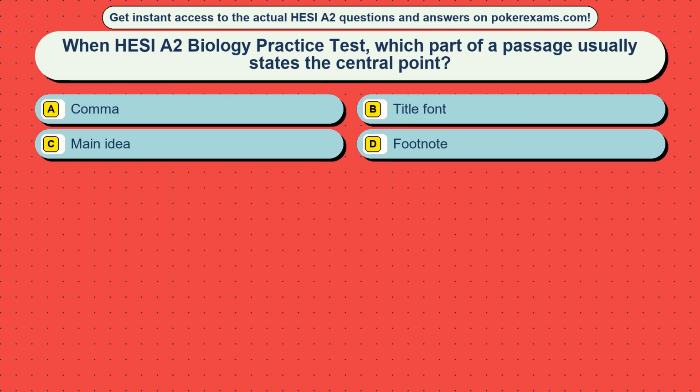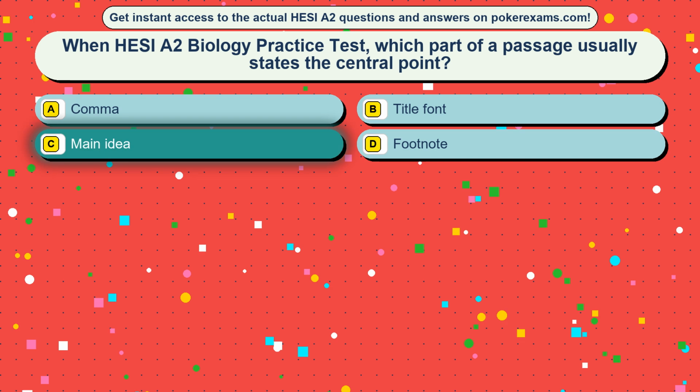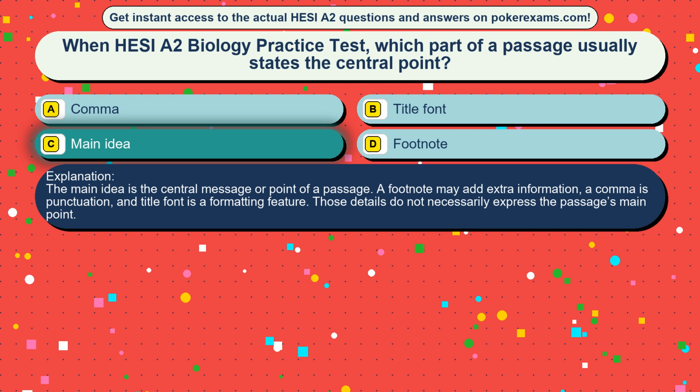Question 39. On the HESI A2 Biology practice test, which part of a passage usually states the central point? Option A, comma. Option B, title font. Option C, main idea. Option D, footnote. The correct answer is option C, main idea. The main idea is the central message or point of a passage. A footnote may add extra information, a comma is punctuation, and title font is a formatting feature. Those details do not necessarily express the passage's main point.